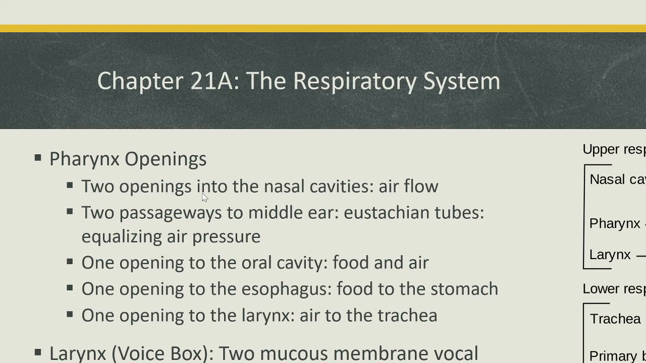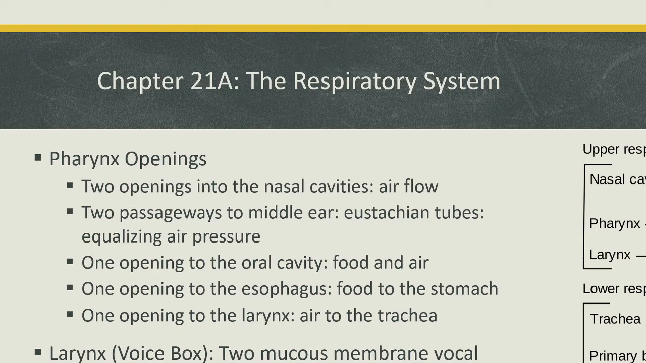You have two openings that go into the nasal cavities, because you have a left nasal cavity and a right nasal cavity, and that allows for airflow from the nasal cavity down in toward your lungs. You also have two passageways in your pharynx that go out to your middle ear, and those are called your eustachian tubes, and they help equalize the air pressure in your ears.